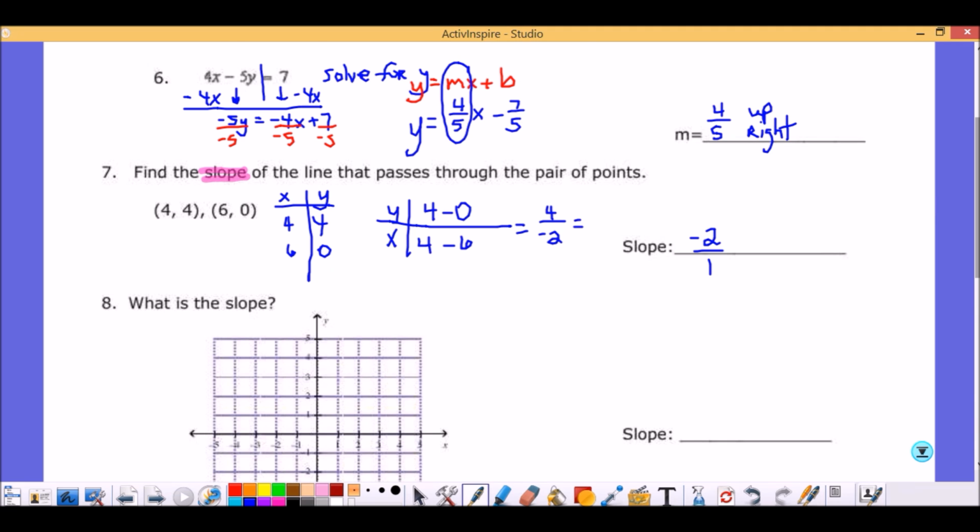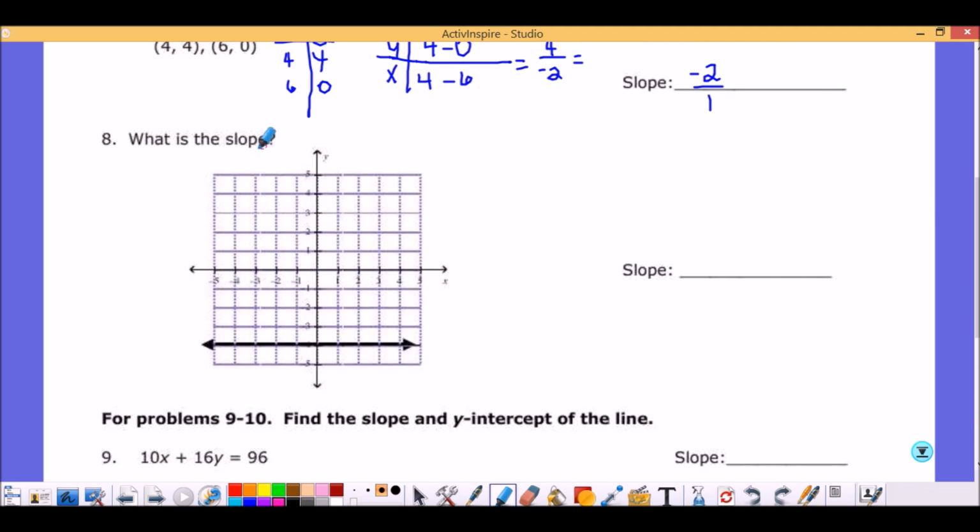For problem number 8, the key word that we're looking for is slope. What is the slope? Remember Mr. Slopeface. Mr. Slopeface is to help you remember the direction of your slope. So remember, his eyebrows represent the negative slope and a positive slope. His nose represents the undefined, and his mouth represents the 0 slope. So the line on problem number 8, which one would it represent? Would it be his eyebrows, his nose, or his mouth? That's right, it would represent his mouth. So that means this has 0 slope.